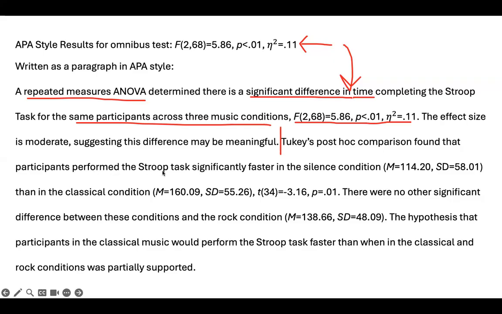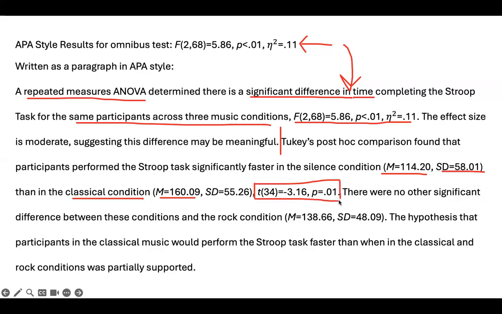So I found that participants performed the Stroop task significantly faster in the silence condition. And then I want to include the mean, which was 114.20 seconds, and then standard deviation, 58.01. You can get this by having it report marginal means. But for the standard deviation, you're going to have to go to descriptive statistics anyway. So that's a good place to do that. And then I'm going to compare that to the classical condition, which is the mean equals 160.09, standard deviation equals 55.26. Now, this is the Tukey result, and I'm reporting the one that's statistically significant here.